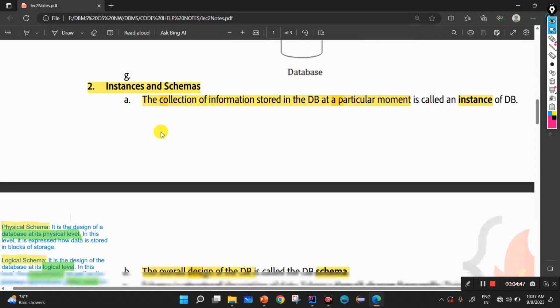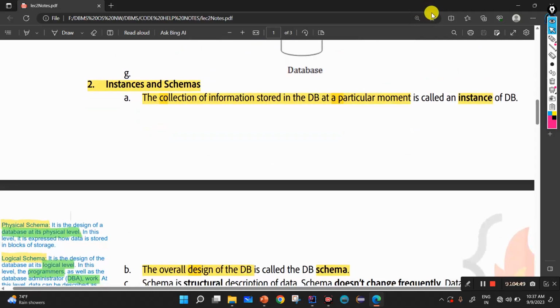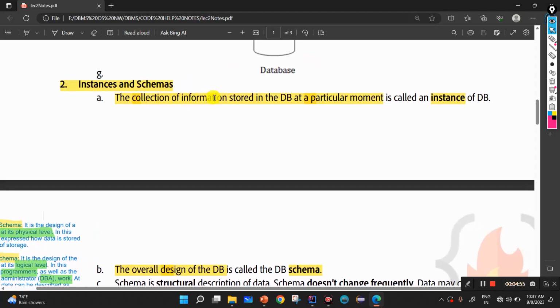Now the second thing is instances and schemas. These are two terms that an interviewer may ask you. Instances and schemas: the collection of information stored in the DB at a particular moment is called an instance of the DB.